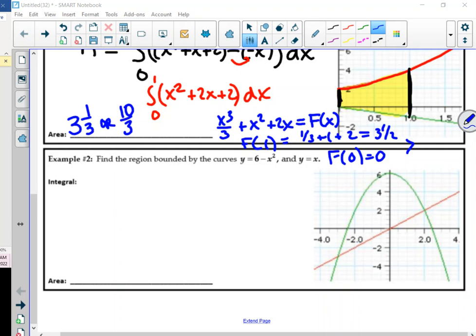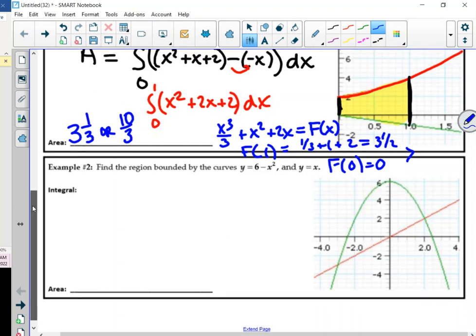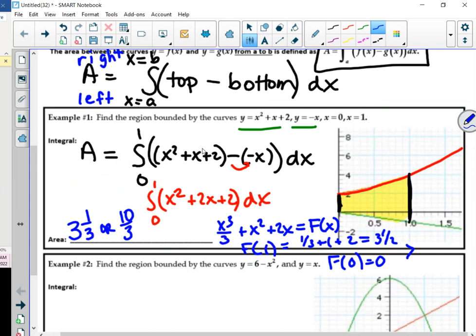Okay, so we've already done problem number 1. For the people watching the video, we've already looked at that we have to do the top minus the bottom. Thinking about a vertical segment, think about you standing in the area. Where's your head and where are your feet? The top function, the head, minus the bottom function, the one that's under your feet. And we're going to integrate it from left to right.